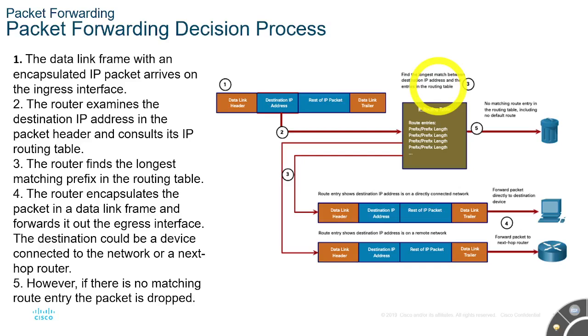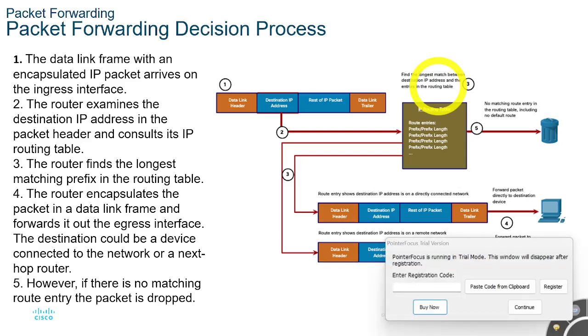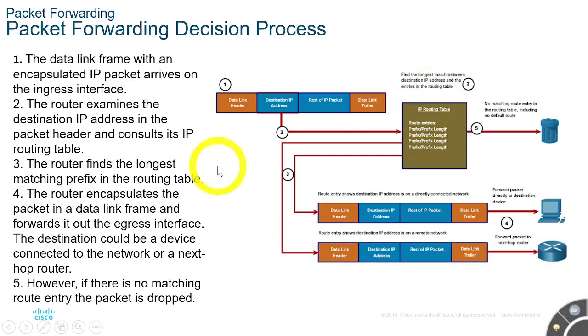The data link frame with an encapsulated IP packet will arrive at the ingress interface of the router. When the packet arrives from the incoming interface, what does the router do? Basically, the router examines the destination IP address.